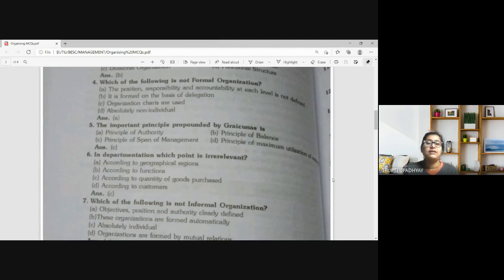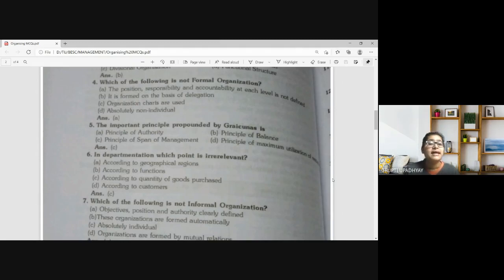Graicunas propounded the principle of span of management. Right? How many people will be controlled by one manager? How many subordinates can one manager supervise? It's the span of management, propounded by Graicunas. He has given the formula for it.